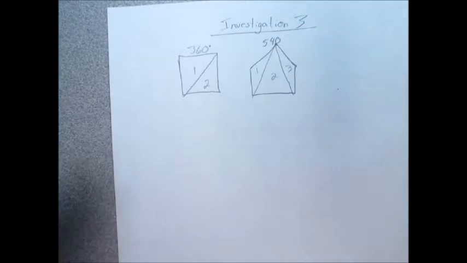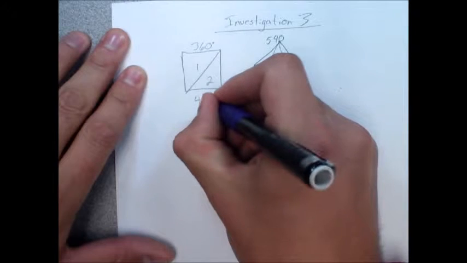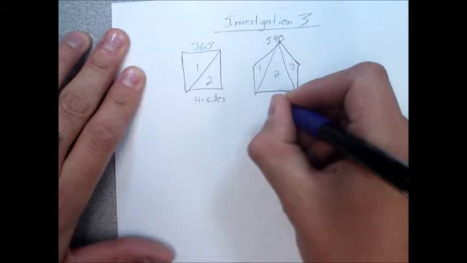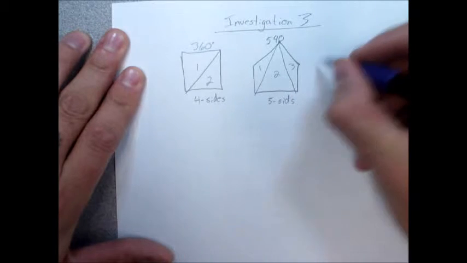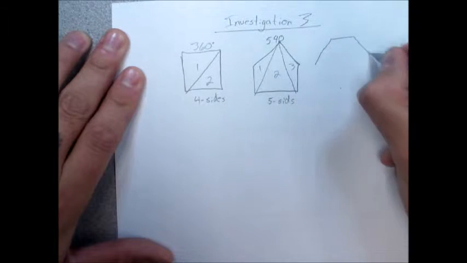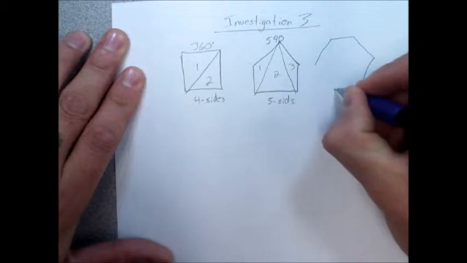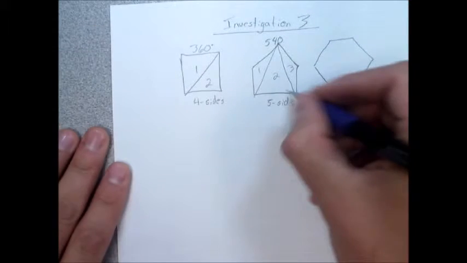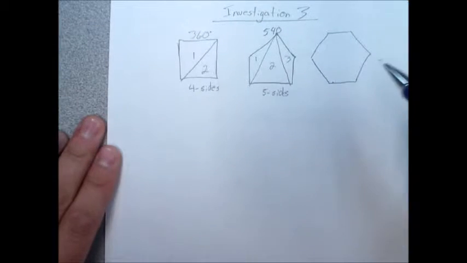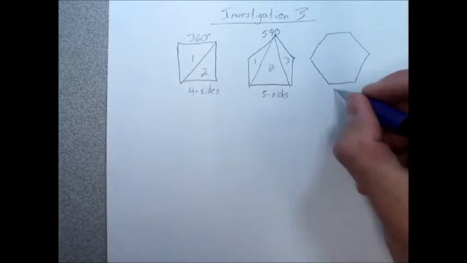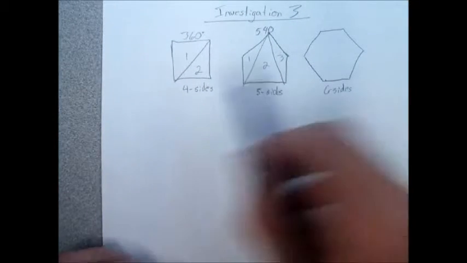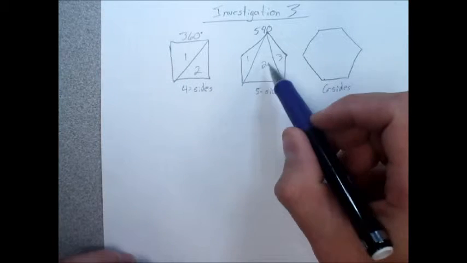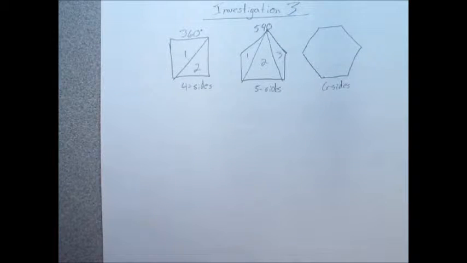Okay, so when we have 3 triangles, it's 540. But I want to notice something. This has 4 sides. This has 5 sides. What if I drew a hexagon? See if I can draw a hexagon first. As a prediction, how many triangles do you think I'm going to make in a 6-sided figure? 4 sides, I had 2 triangles. 5 sides, I had 3 triangles. So 6 sides, I'll have, Trayton says 4.